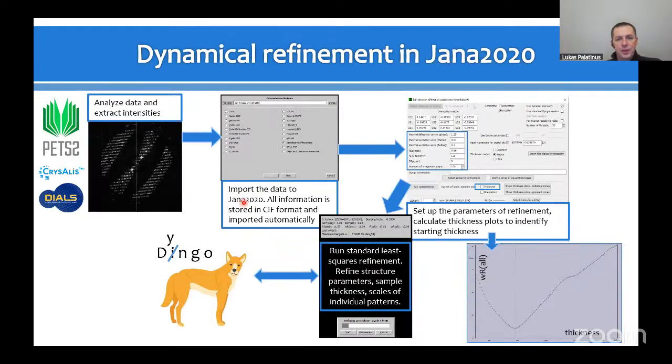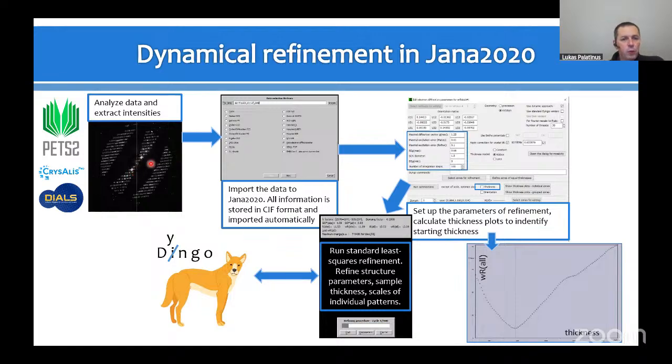So currently there are two programs that can do dynamical refinement on 3D data. For a long time it was only JANA2020, but now since maybe last year more or less, OLEX2 also contains this option, which may be different in details, but it uses basically the same or very similar philosophy and ideas in the dynamical refinement. So this is just a sketch of the basic procedure.